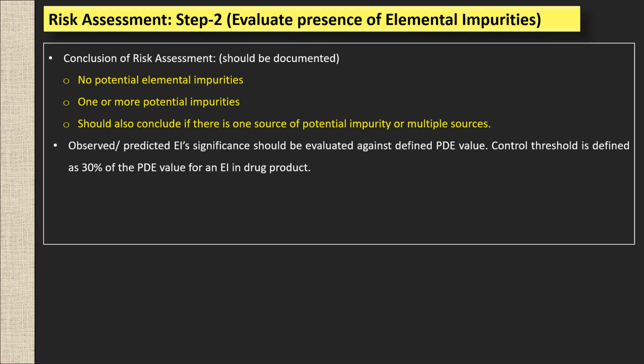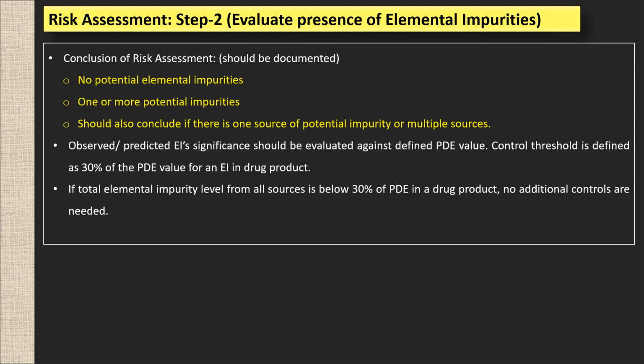It should also be noted that observed or predicted elemental impurities significance should be evaluated against the defined PDE value. So the PDE value and the observed level or the potential level of elemental impurity should be compared. The control threshold as defined by ICH Q3D is 30% of the PDE value for an elemental impurity into the drug product. So we have a control limit. It should be not more than 30% of the PDE value for any component for any elemental impurity, right?